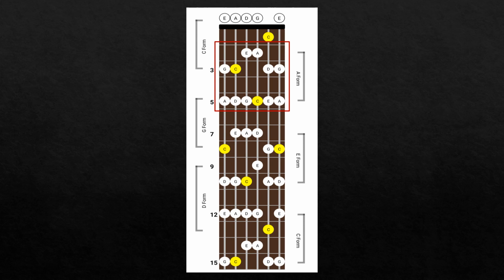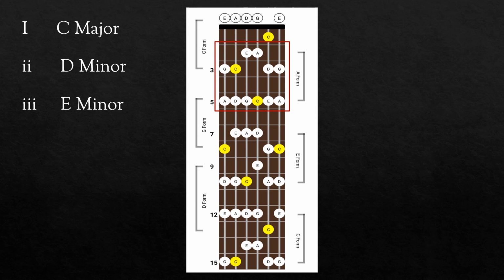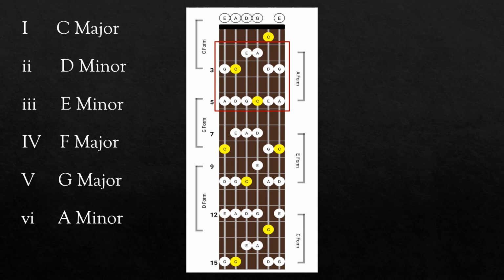Now, let's quickly recap the chords diatonic to the key of C major. C major, D minor, E minor, F major, G major, A minor, B diminished. If you are unsure how these chords were derived, please check out the linked video at the top of the screen.